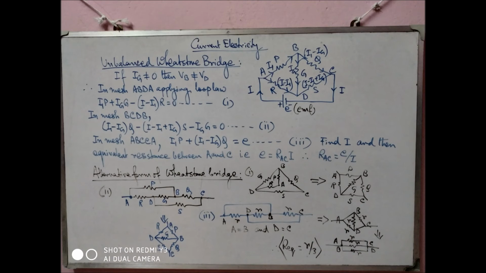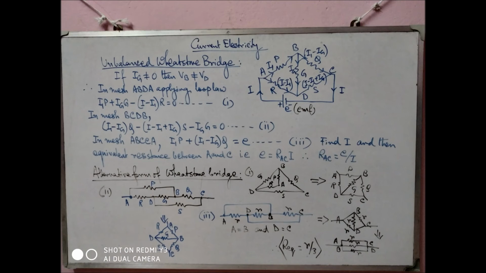See the equations. The first loop I am taking is A, B, D, A, and I apply Kirchhoff's second law, the loop law. Just see: I1P plus IgG, but I1 and Ig are in one direction, while I minus I1 is in the opposite direction, so it should be minus, as I told previously, that is the rule. Equal to 0. Why 0? Because there is no EMF or cell in that particular mesh, A, B, D, A. So it is our equation number 1.